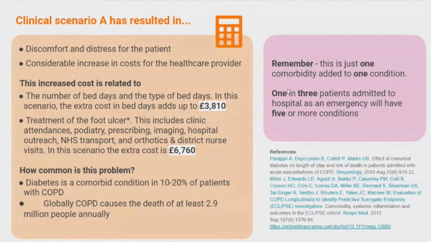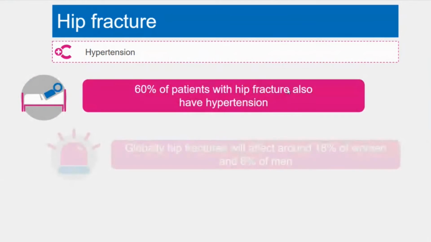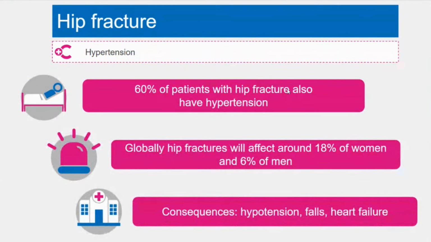And remember, this is just one comorbidity added to one condition. And 1 in 3 patients admitted to hospital as an emergency will have 5 or more conditions. But it's not just this combination. Let's look at hip fracture and hypertension. 60% of patients with hip fracture also have hypertension.